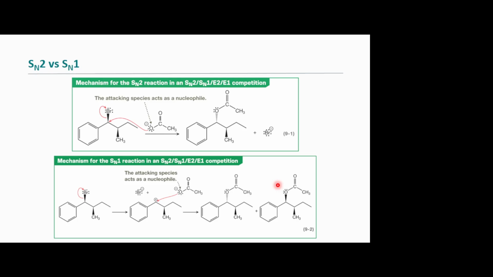And so right here, we can see the mechanisms for the SN2 and SN1 reactions. In the SN2 reaction, we have the attacker attacking, and the leaving group leaves as part of that. It happens all in one step. In an SN1 reaction, on the other hand, the leaving group leaves first. We generate the carbocation, and then the attacker is going to attack that. And so that's the important differentiation.